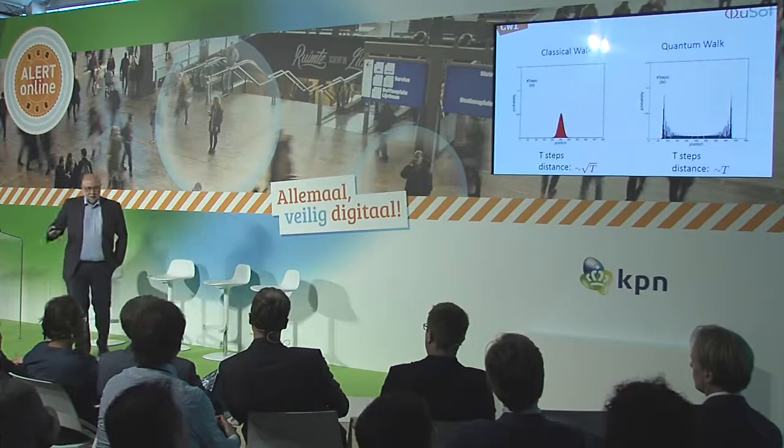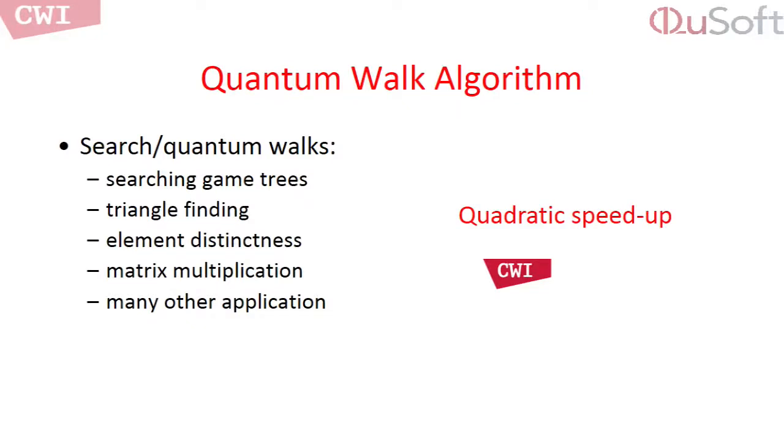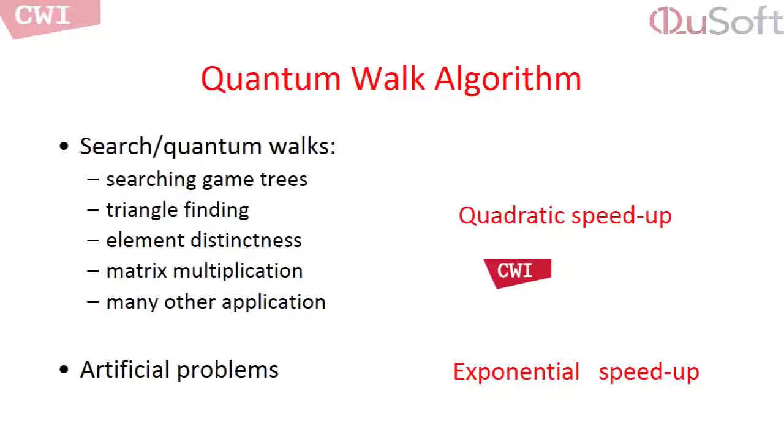A lot of algorithms, basically all algorithms, can be cast as a quantum walk algorithm, and so you can use this particular difference to your advantage to do computation. There are quite a few algorithms, like searching on game trees, triangle finding, and element distinctness, where you have a list of elements and figure out whether two are the same or not. These are all very practical computer science problems. Matrix multiplication, that's something a lot of people want to do, and you can speed it up. There are quite a lot of applications that you can do more efficiently with such a quantum walk on a quantum computer. And there are also artificial problems where you even have an exponential speedup, like Shor's algorithm.